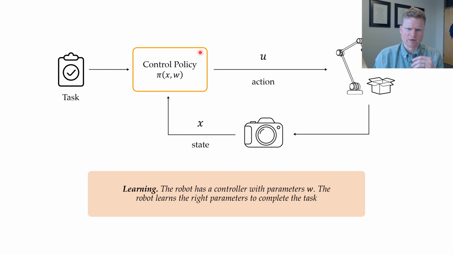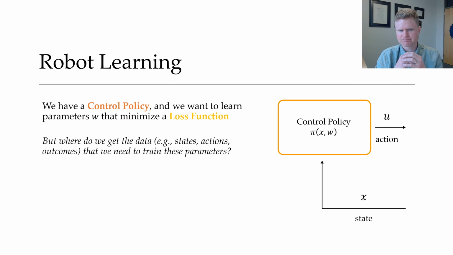So here's my control policy pi, and this control policy is going to be a mapping from states to actions. Importantly, this control policy is parameterized by weights W. And I don't really know the right weights to have, but I want to make sure the robot learns those weights in order to complete the task that it's given. So whatever that task is, learn the weights in order to maximize your performance or minimize your loss function.